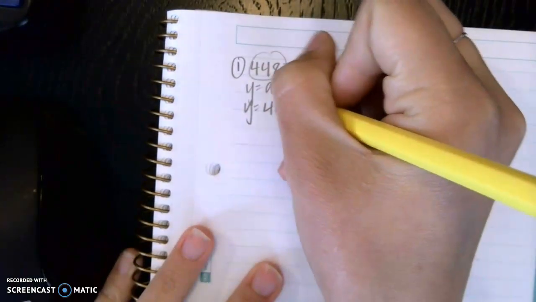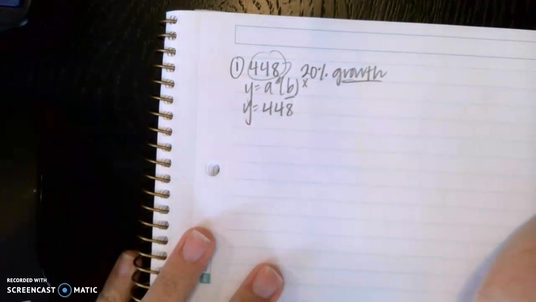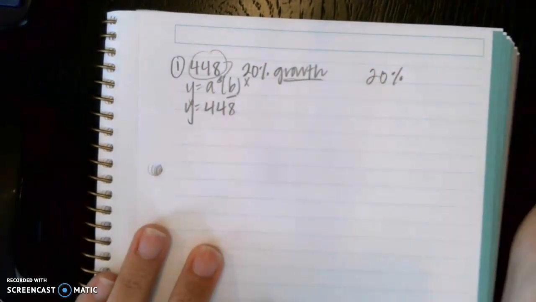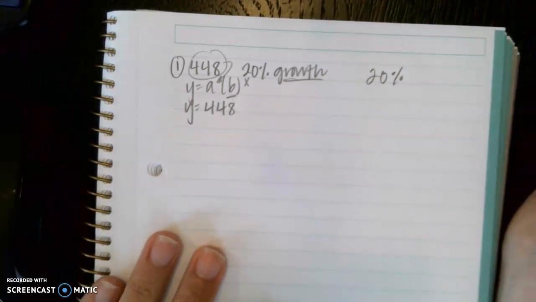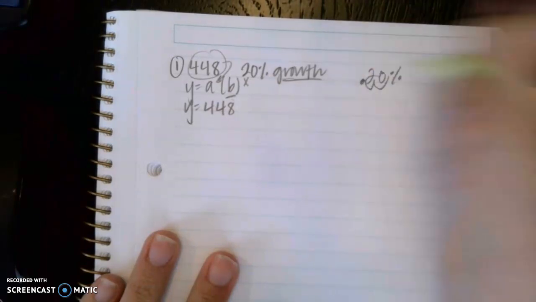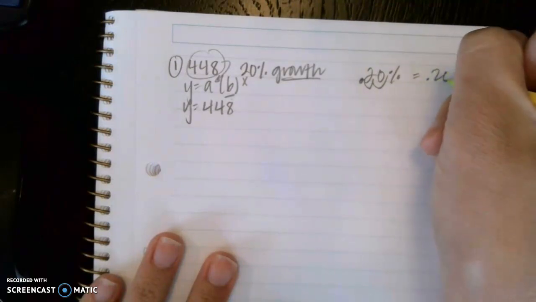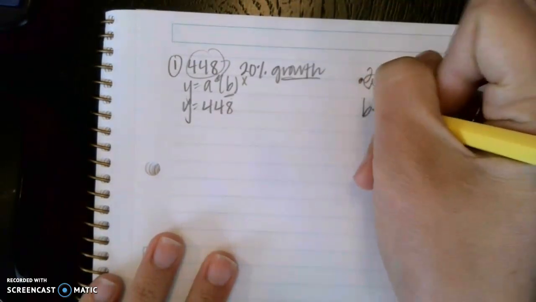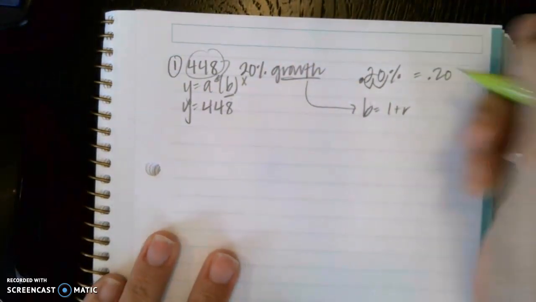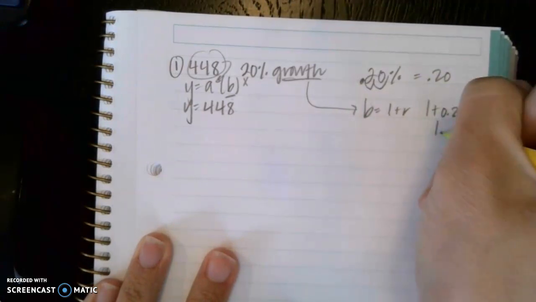And now we have to find our b, that's our growth or decay factor. And lucky for you, these mild ones already tell you that it's 20% growth. So what we've got to do is convert this 20% into our r value. Our r value has to be a decimal. So I'm going to move the decimal place 2 places over to the left. That's going to be how I convert from percent to decimal. So that means I've got 0.20. To find my b value for growth, it's 1 plus your r value, or your rate. So it's going to be 1 plus 0.2, which is just 1.2.